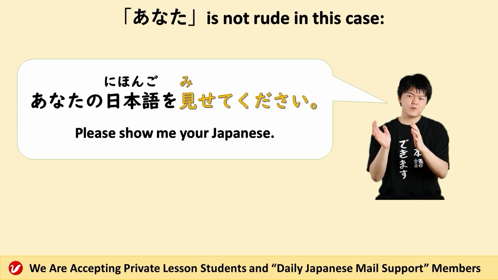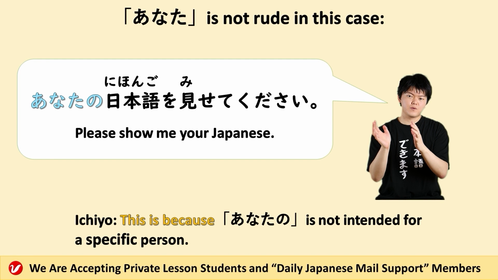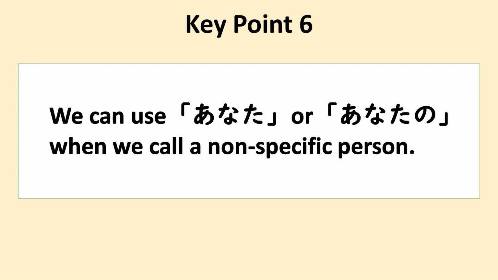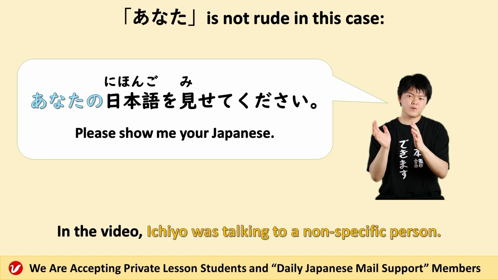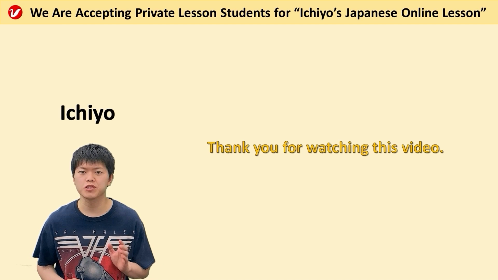Did you hear me say あなたの in the video? あなたの日本語を見せてください。Ichiyo used the word あなたの. It means your. In this case, using it is not rude. This is because あなたの is not intended for a specific person. Key point 6. This is today's last key point. We can use あなた or あなたの when we call a non-specific person. In the video, Ichiyo was talking to a non-specific person. Therefore, I used あなたの.